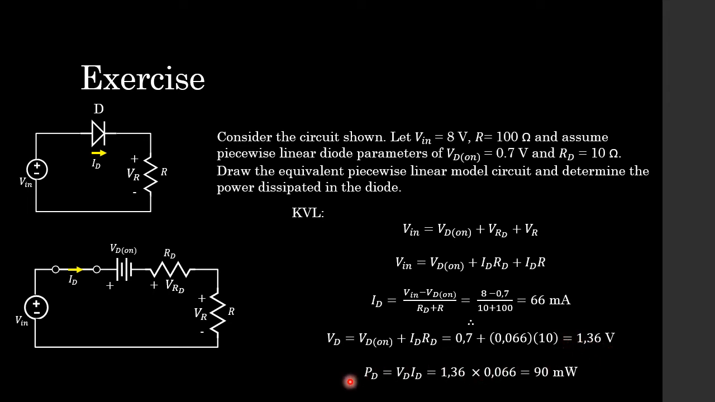And then finally they've asked us to actually calculate the power dissipated across the diode. You guys know power is equal to voltage times current. Take the current, take the voltage, multiply them together, 90 milliwatts. That's the power dissipated in the diode. Now, that covers it for our piecewise linear model and how to solve diode circuits using the piecewise linear model.